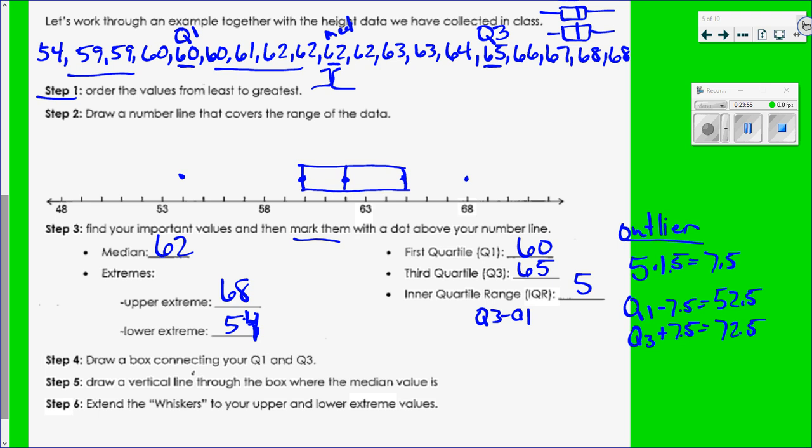I connect the first dot to the dot for the first quartile. I connect the Q3 dot to the upper extreme. Do make sure that all 5 of your dots are visible so that you can tell where those dots are located. And that is a box and whisker plot. Pretty simple, right? Yes.